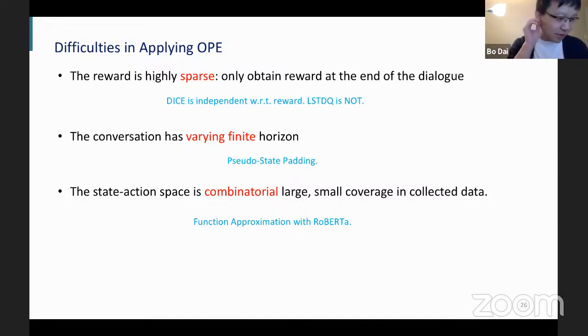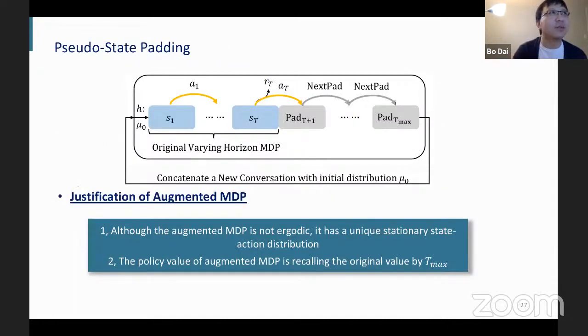I think this language model is a very exciting recent progress of machine learning for NLP, and if you are interested, you can read a little bit about it. Okay, so let's see one by one how we deal with it. First, we'll discuss the pseudo state padding.